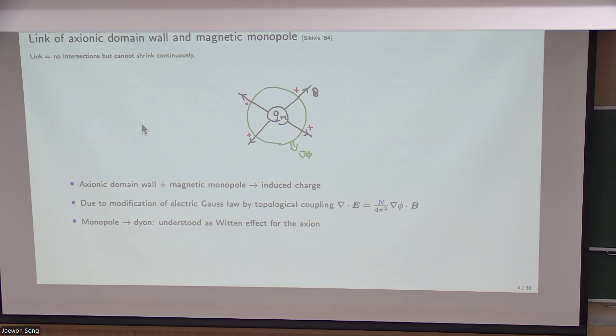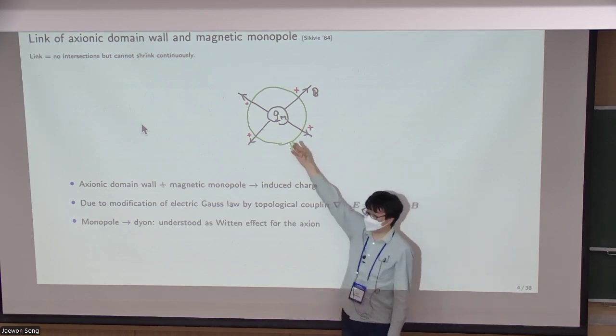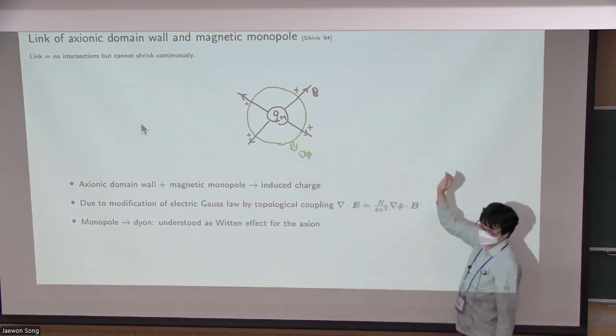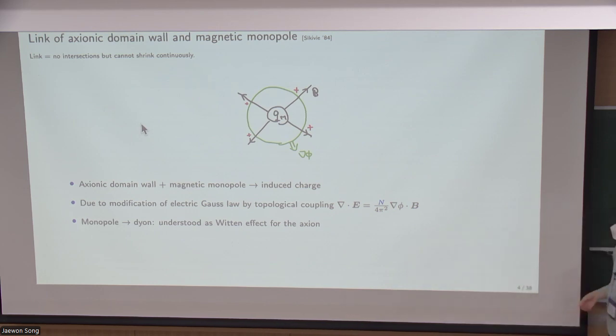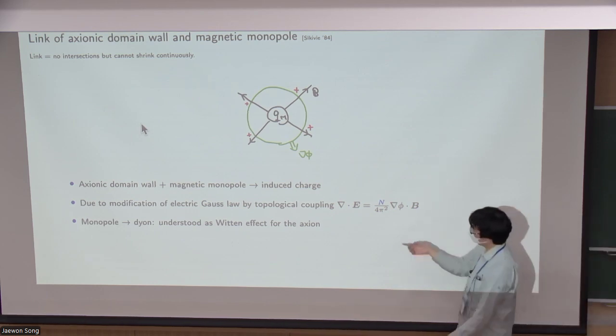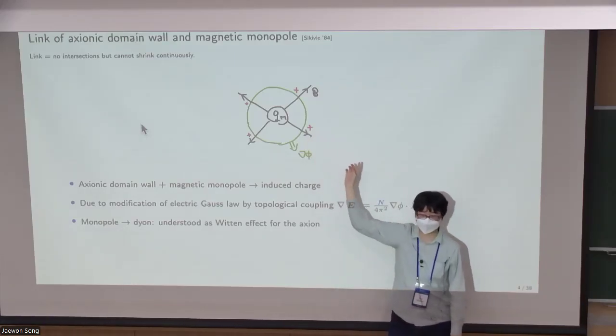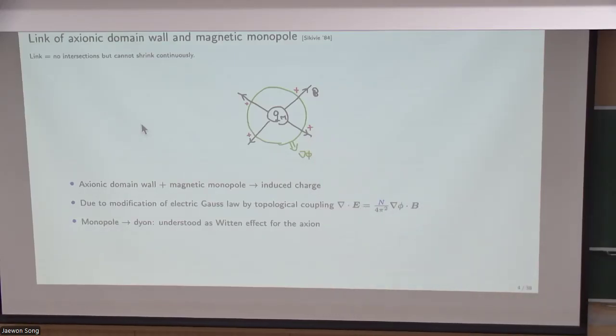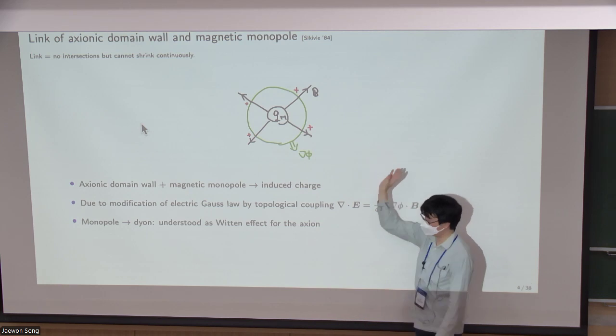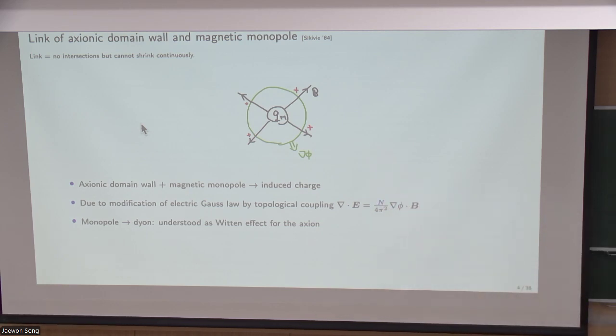Okay, so this monopole may be a dyon because of the different axion value. So anyway, there is an induced electric charge on the axionic domain wall. And this system may be regarded as a dyon, and it can be understood as the Witten effect for the axion. However, the existence of this configuration is non-trivial. So let me explain this.